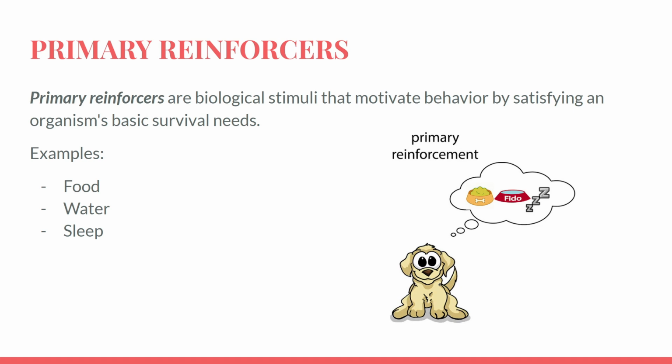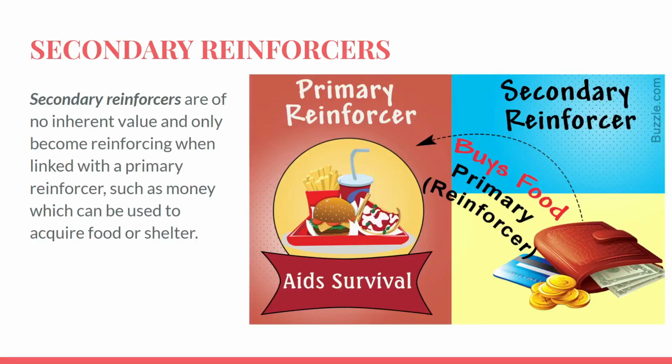Next, I will explain what primary and secondary reinforcers are. Primary reinforcers are biological stimuli that motivate behavior by satisfying an organism's basic survival needs. Examples include food, water, and sleep. Secondary reinforcers are of no inherent value and only become reinforcing when linked with a primary reinforcer, such as money, which can be used to acquire food or shelter.